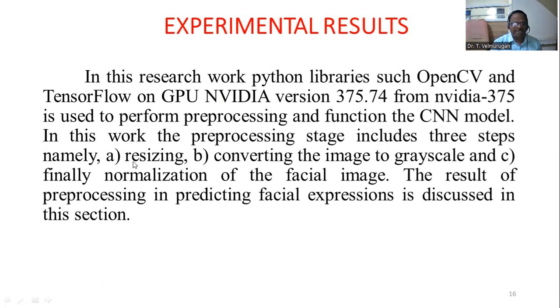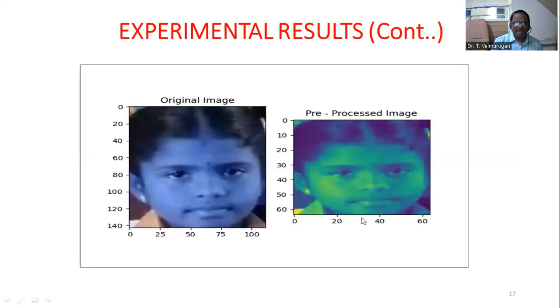Therefore, the major work done in this research is resizing, converting the image to grayscale, and finally normalization of the facial image. These three are very famous pre-processing methods which are carried out in this research work. The result of pre-processing in predicting facial expressions is discussed in this section. This is the original image which was captured, and the pixel sizes and other image qualities are discussed along both the x-axis and the y-axis.